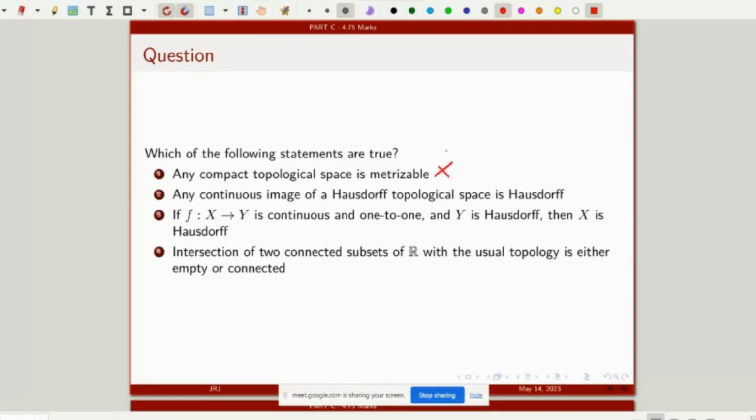That is correct. Or else you can simply start with X equal to the set {0, 1}. Do you know the Sierpinski space? Yeah, just singleton A, B. Correct. So that is also a topological space which is compact, but it is not metrizable.